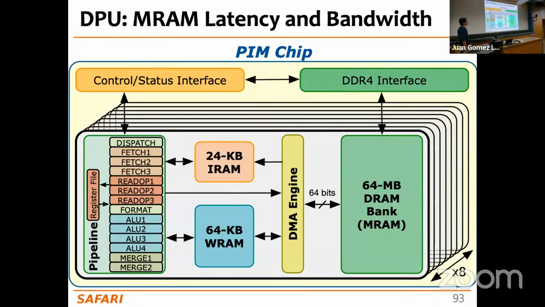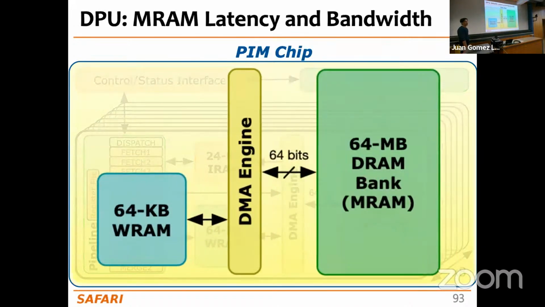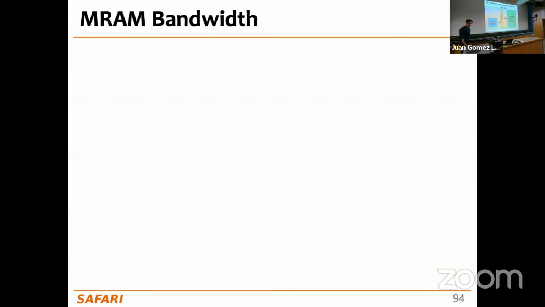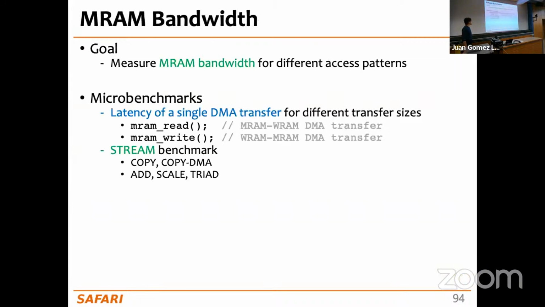Now, next thing, we have to worry about accessing the MRAM bank, the DRAM bank. You remember that we move data between here and here by using MRAM read or MRAM write. So that's the first thing we evaluated. What's the latency of those MRAM read and MRAM write?